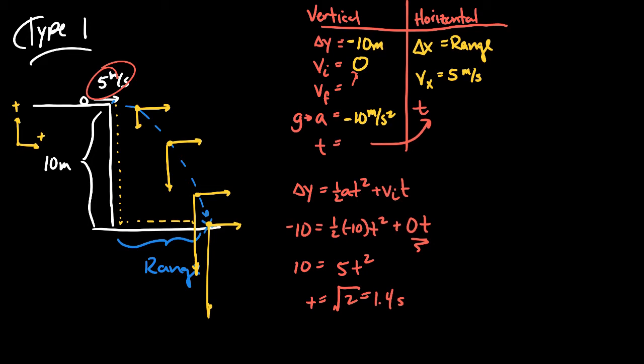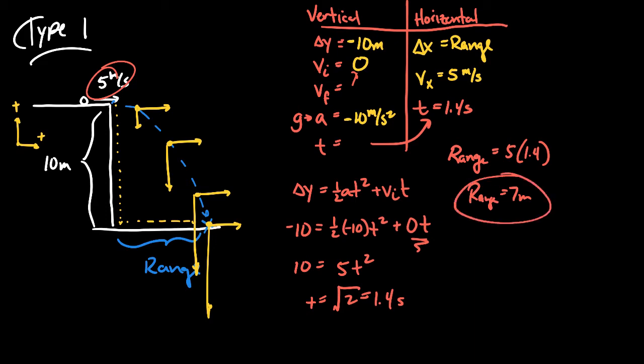Okay. Yeah. So going over here, this is 1.4 seconds. If I want to figure out how long the object's in the air, I'm going to have to multiply my 5 times 1.4. So 5 times 1.4 will give me the range. And that's going to be 7 meters. Not bad? All right. This is pretty straightforward, not too difficult.